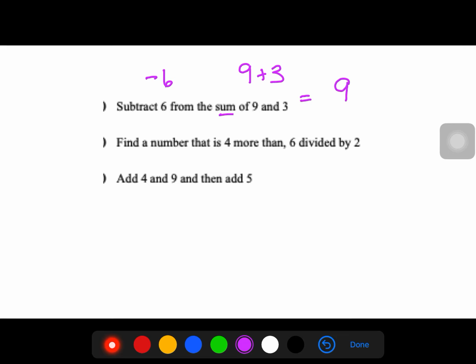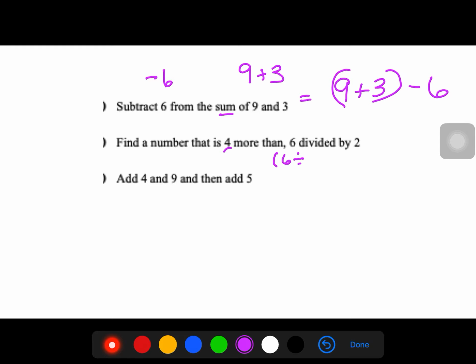That doesn't look right, right? First, I need to get the sum, so let's write it. 9 and 3, get the sum, and now what am I supposed to do with it? Subtract 6.